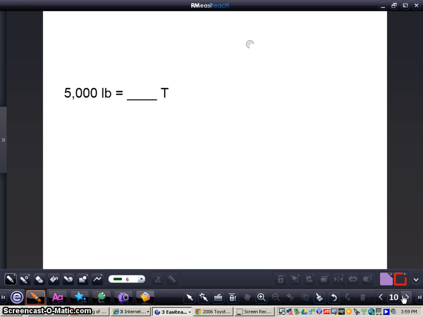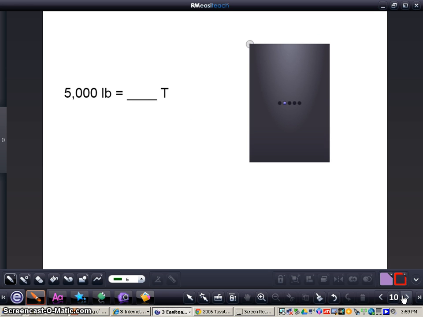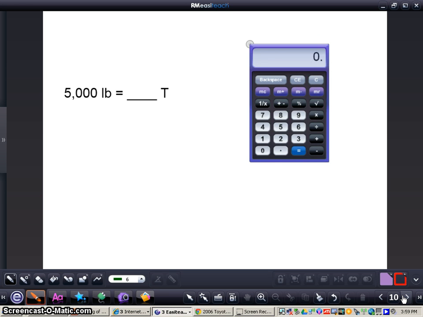Now we're going to take a look at one more problem with converting customary units of weight. We have 5,000 pounds equals how many tons? I want you to pause this video, work this problem out, then press play, and I'll have the answer for you. You can see the answer for this problem: 5,000 pounds equals 2 and 5/10 tons. We took 5,000 and divided that by 2,000, and that gave us 2.5.